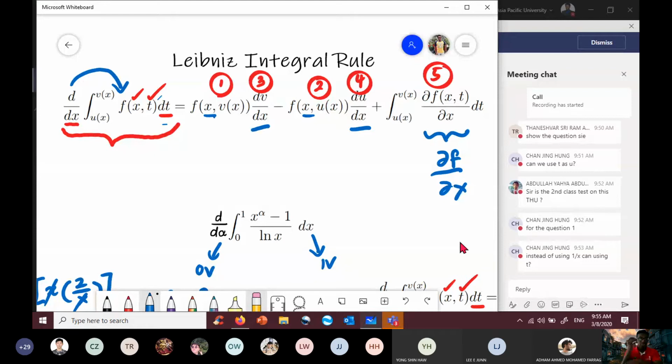So no rush, take your time, list down one by one. What's the first? What's the second one? What's the third one? And so on.